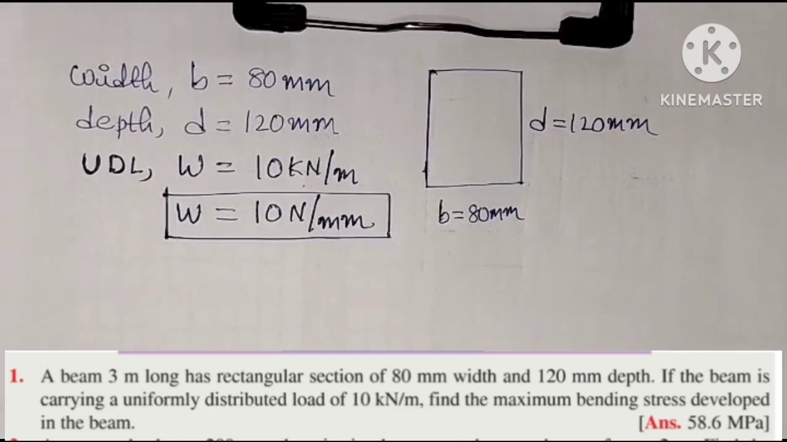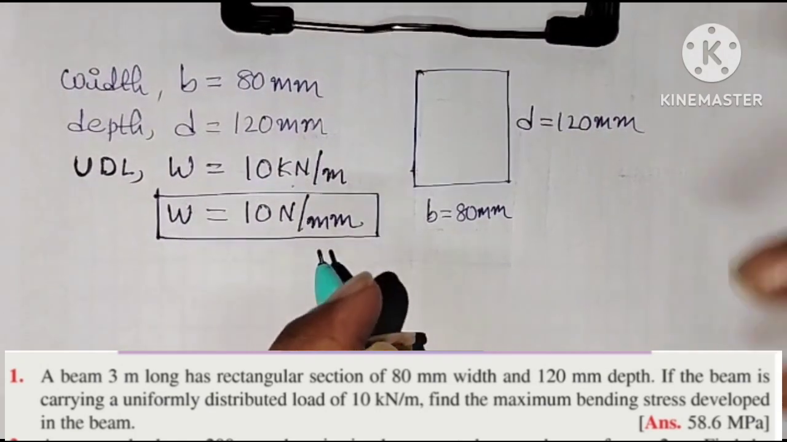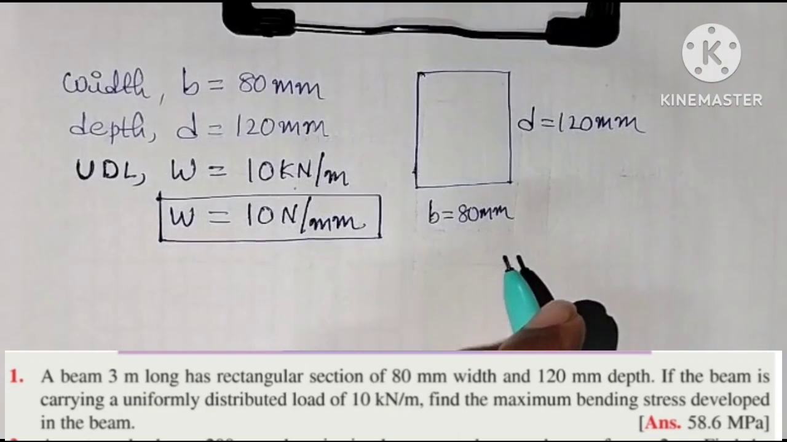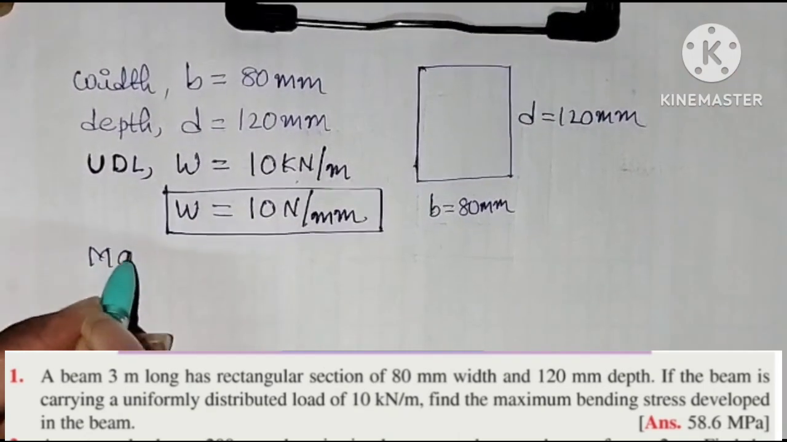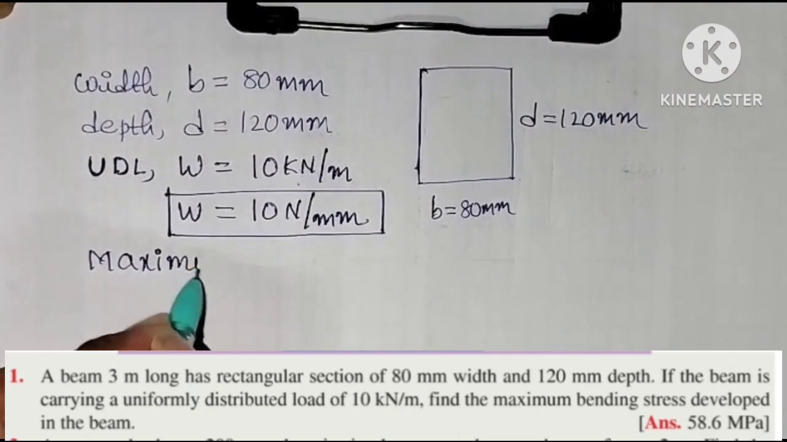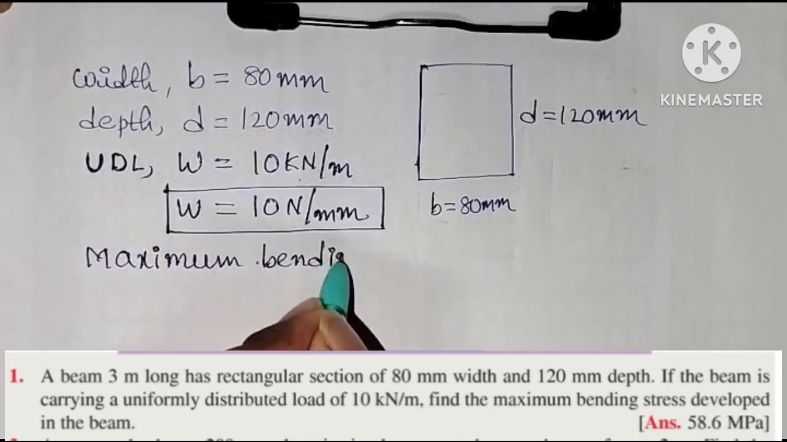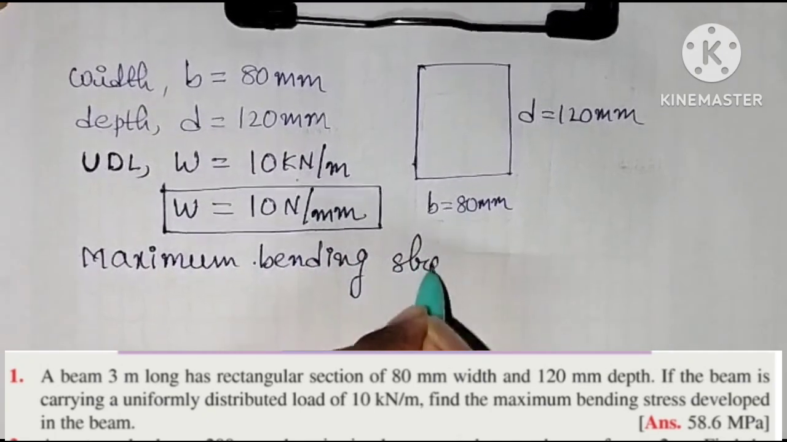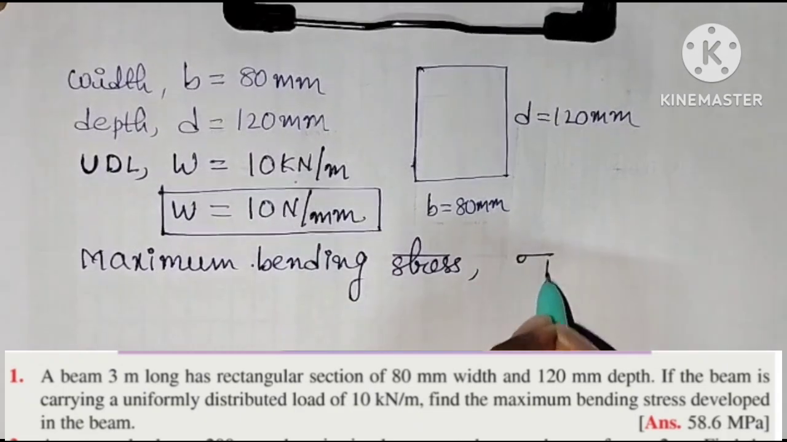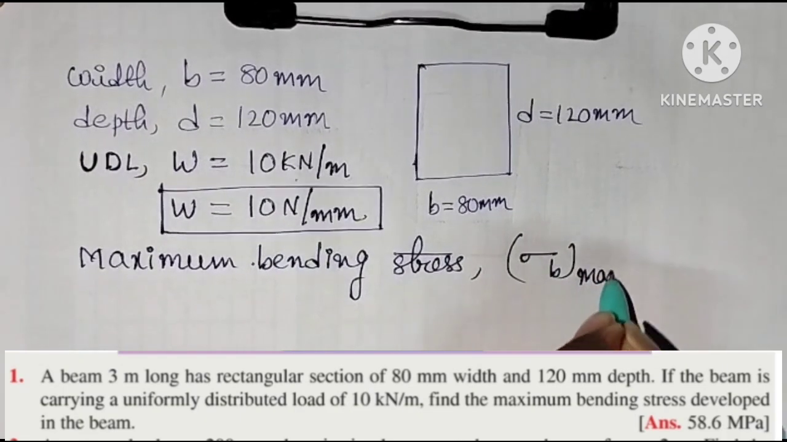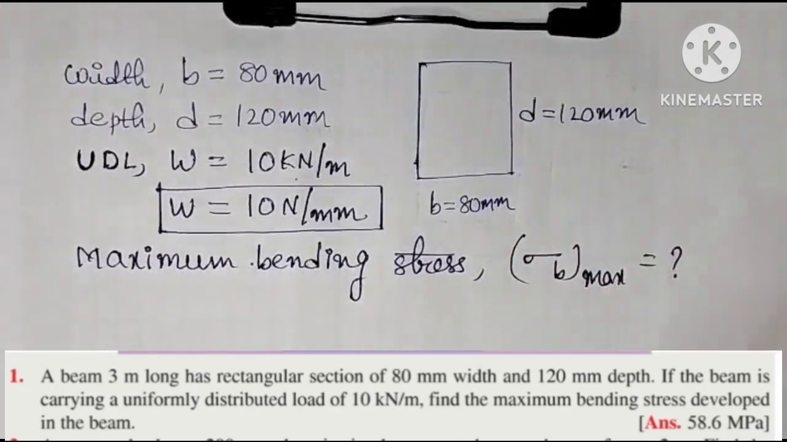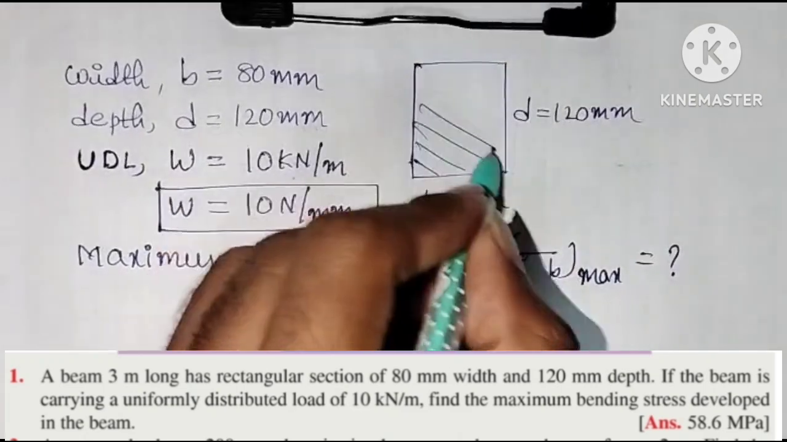Next, here we have to find maximum bending stress developed in the beam. So maximum bending stress sigma B max is equal to question mark. So the given beam is a rectangular beam.